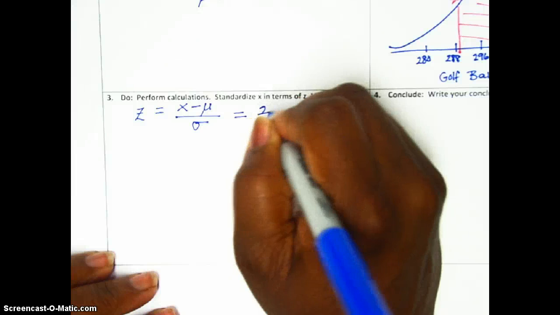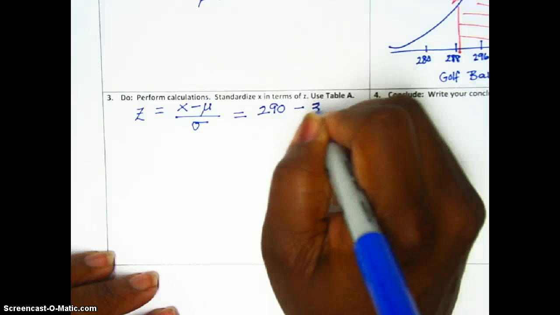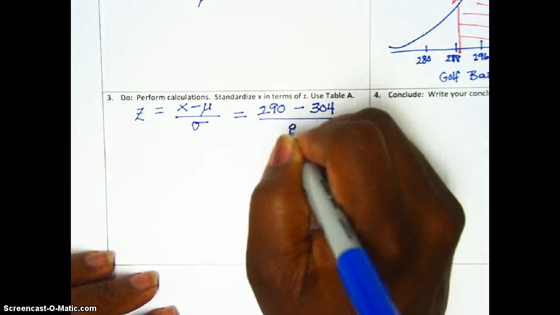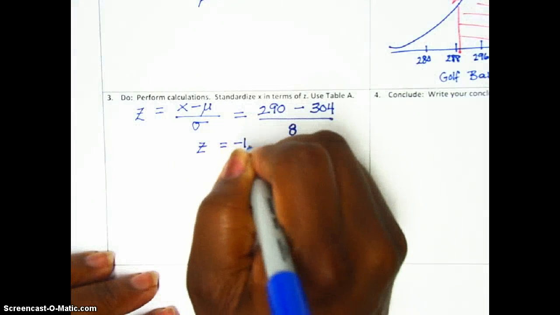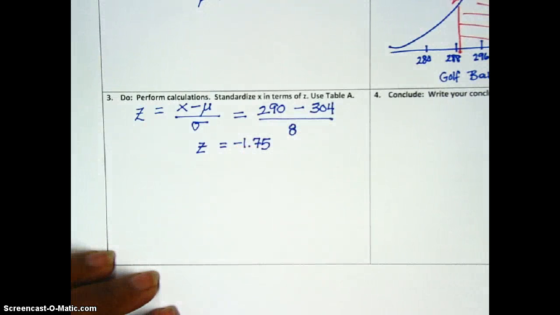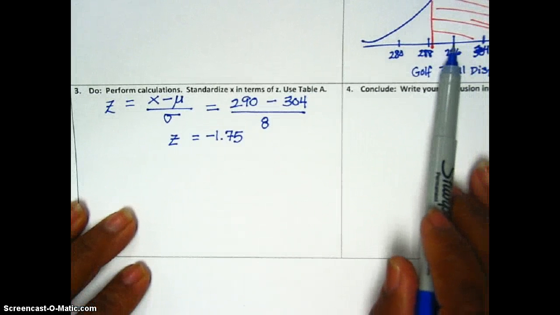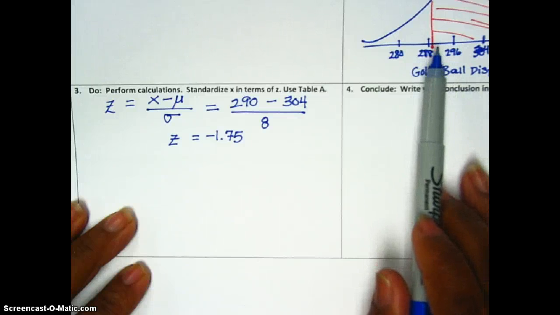The observed value is 290 yards. That's our starting point. We're subtracting our mean of 304, and we're dividing by our standard deviation of 8. And when we finish that, we find that z equals negative 1.75, which says that our value is 1.75 standard deviations below the mean. And you can see that a bit here. So this is our mean of 304. That's 1 standard deviation. And this is 2 standard deviations. And we're not quite 2 standard deviations below the mean.